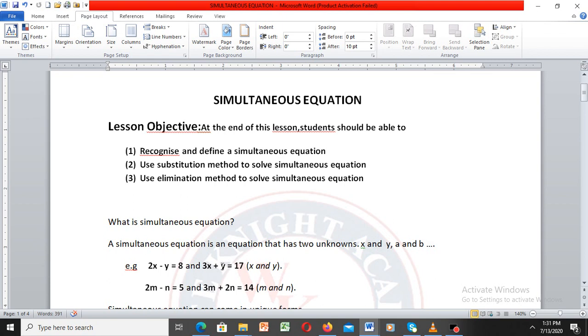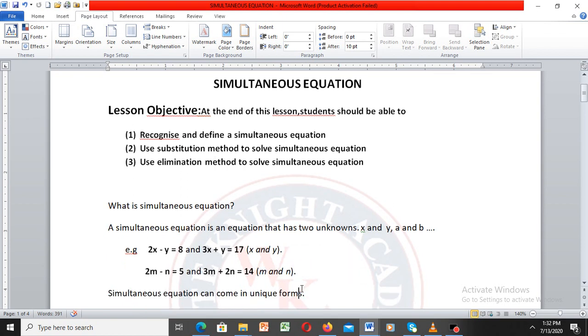So a very good example of a simultaneous equation is this. 2x minus y is equal to 8 and 3x plus y is equal to 17. So you can see that there are two equations and two unknowns. The unknowns there are x and y in this case. And the second example is 2m minus n is equal to 5 and 3m plus 2n is equal to 14. The unknowns in this example are m and n.